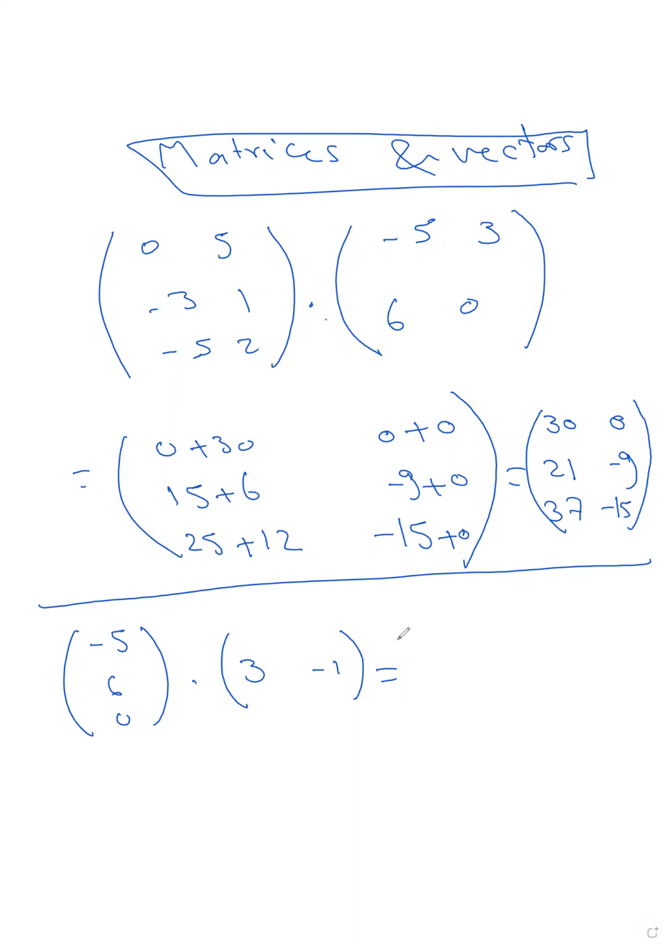Negative 5 times 3 is negative 15. Negative 5 times negative 1 is 5. بعدين 6 times 3 is 18. 6 times negative 1 is negative 6. 0 times 3 is 0. 0 times negative 1 is 0. اوكي؟ يبقى ادي المالتيبليكيشن. ماشي يا شباب كده؟ 1 2 3 تمام.